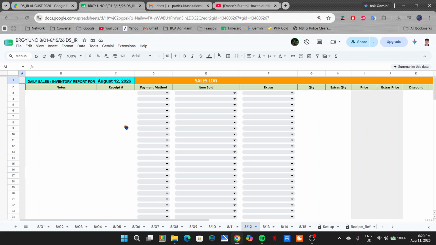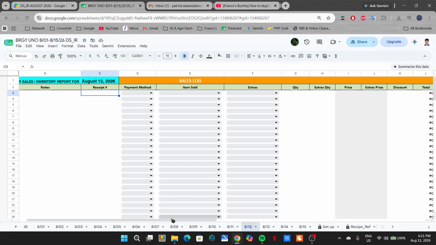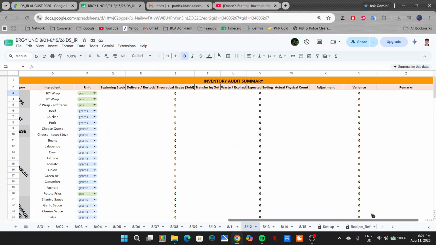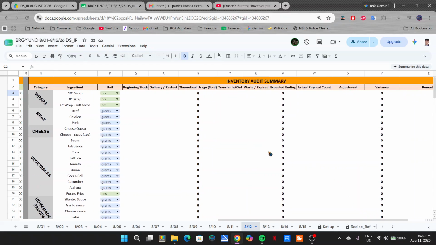So here, as you can see, the DSIR report is empty, and from the perspective of a cashier of Franco's Burrito Co., it is one of our job responsibilities to encode the right sales log, okay? And of course, one of the cashier's responsibilities is to physically count the cash denomination, while the cook is responsible for the actual physical counting of the inventory of Franco's Burrito for both Barangay and Unitop branch.